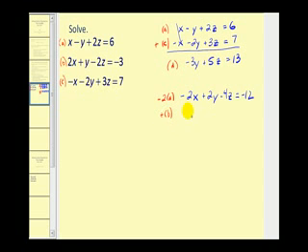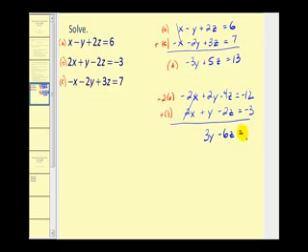Equation B will stay the same, so we have 2x plus y minus 2z equals negative 3. We'll add these two equations together. The x terms are eliminated, and we have 3y minus 6z equals negative 15. We'll call this equation E.